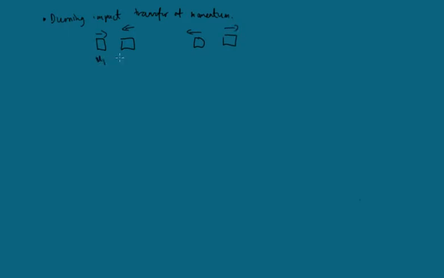I'll call these u1 and u2 and v1 and v2, and there's going to be a transfer of momentum between these objects during a collision. When we consider a collision, we're going to be considering that both objects are moving in the same line, and it's going to be a one-dimensional motion.